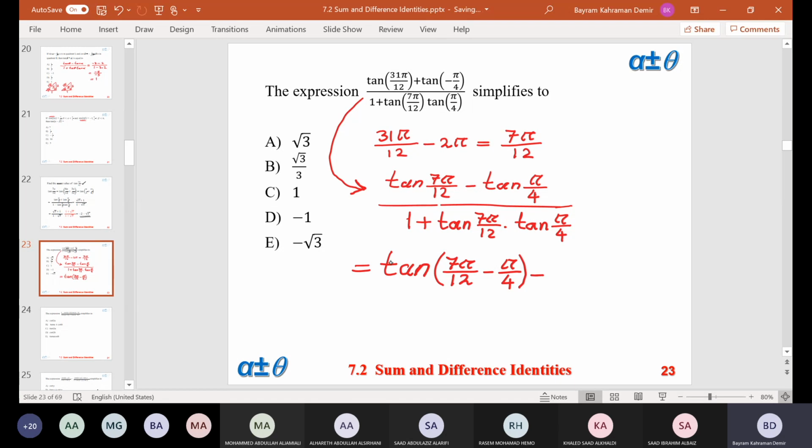Okay, so that means it is tangent of, if you subtract, Shabab, it will give you tangent of pi over what? 3. So tangent of pi over 3 is root 3. Okay. So in this example, we rewrite the expression. We don't expand it.